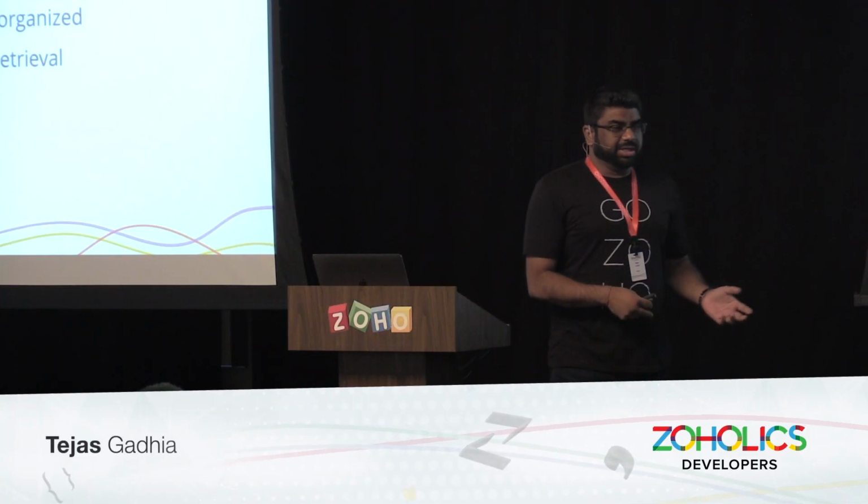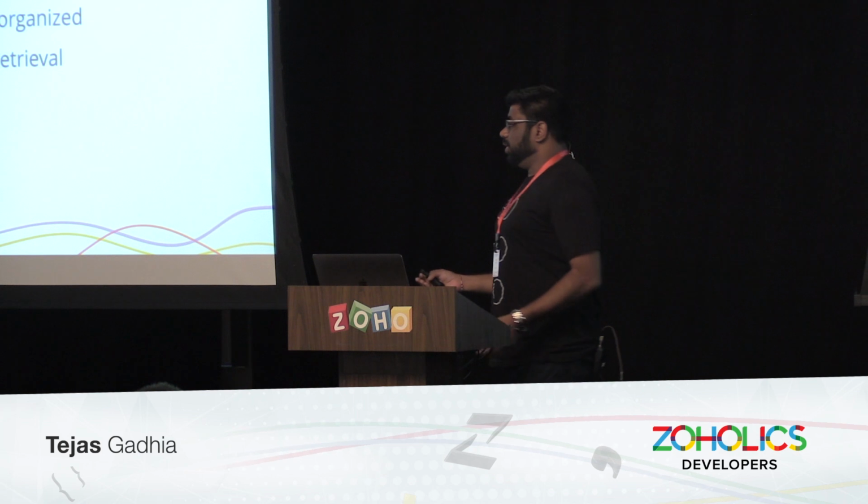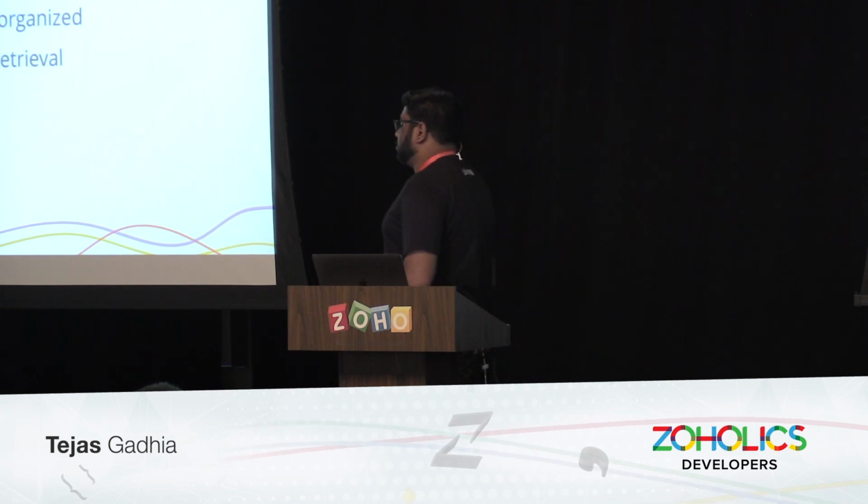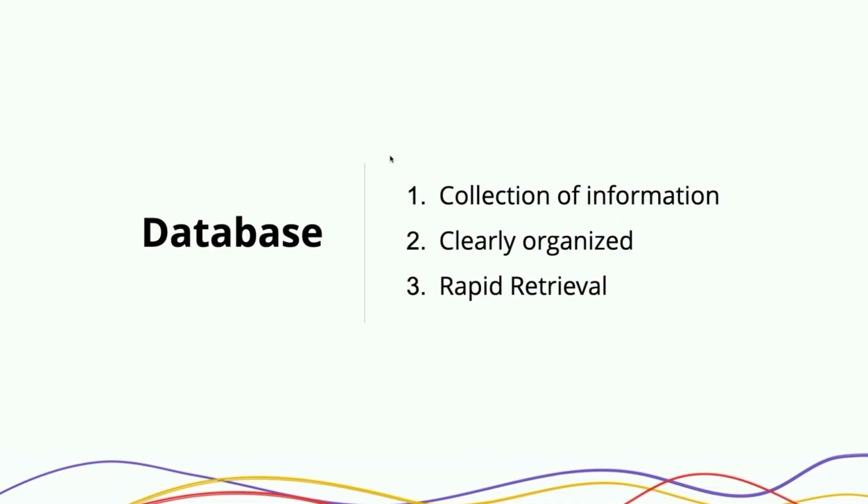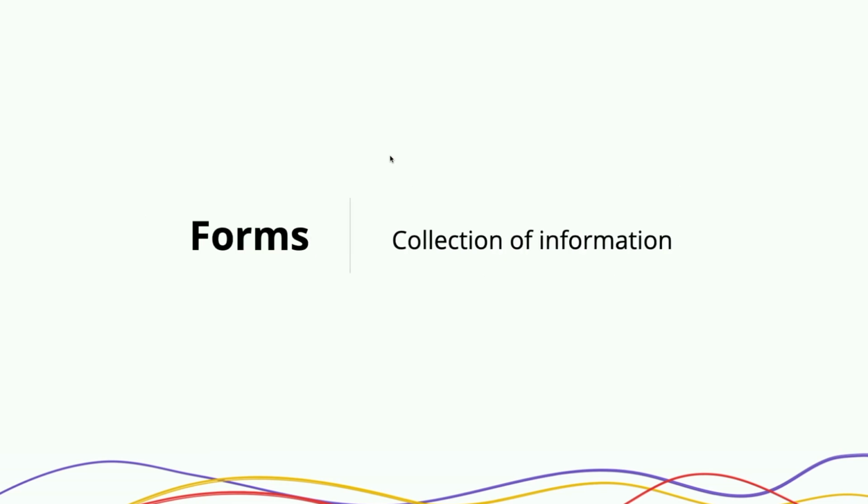The purpose of any database, whether in the Creator world or the development world or anywhere, is three main things. Collecting information, which you already talked about in the form section. Being clearly organized, which we also talked about, picking the right fields and selecting the right layouts for your form itself. And the third one is rapid retrieval, being able to pick out information that we want to see very quickly. So we'll talk about all three of those.